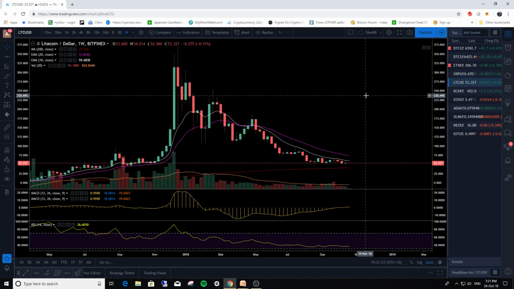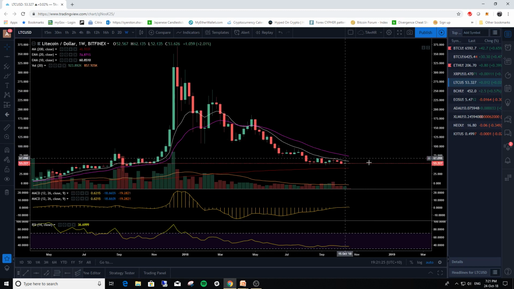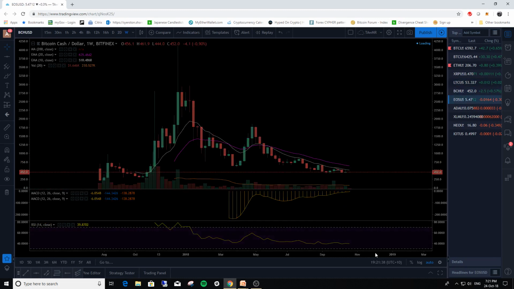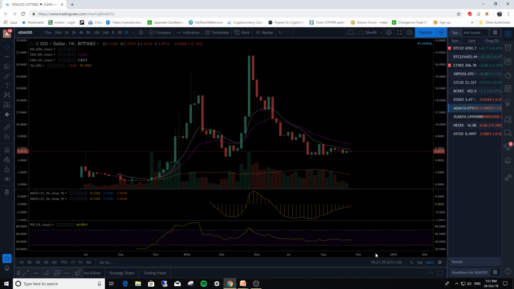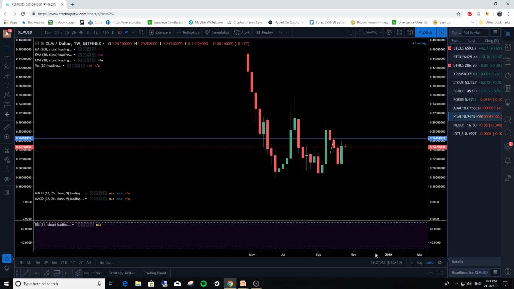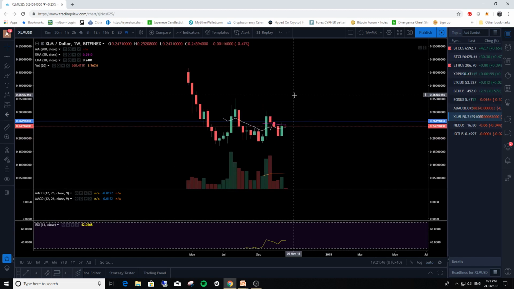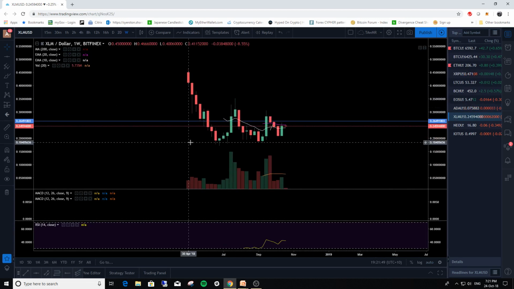Litecoin, much the same, if not probably a little bit worse. These averages are still fanning out. There's still negative momentum, and relative strength is very low still. So I wouldn't be looking to go long anytime soon for a major play on Litecoin. And then we can flick through the remainder of the top 10 and see pretty much the same thing throughout. Now, obviously, this is a classic example of not having enough data on the charts.